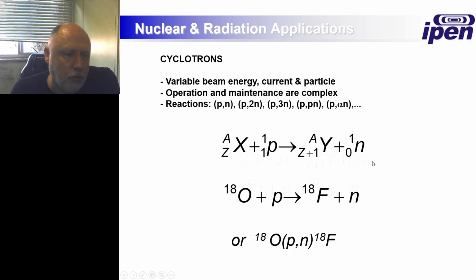And these are, for instance, some of the reactions we have on the cyclotron. It's now stopped, but it used to work well here in our institute, producing fluorine-18 using essentially oxygen-18 as a target and doing a p,n reaction. Right, you accelerate a proton, produce a neutron.